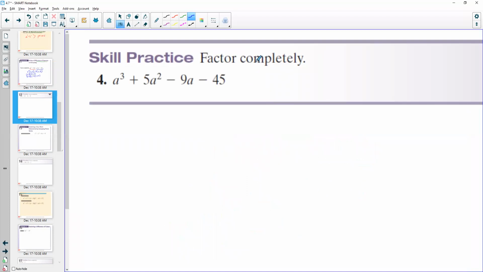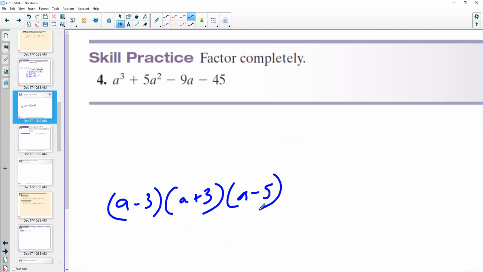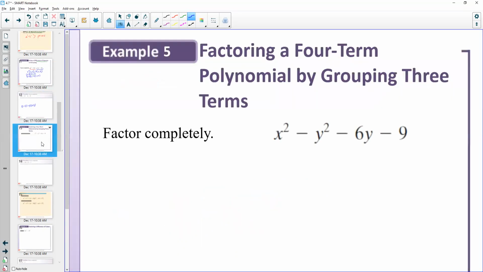You try this one. I will tell you when it works out, you should get a minus 3, a plus 3, a minus 5. Oh, sorry, a plus 5. You try it, see if you can get that same answer. Okay. All right. This one is factoring a 4-term polynomial by grouping 3 terms.